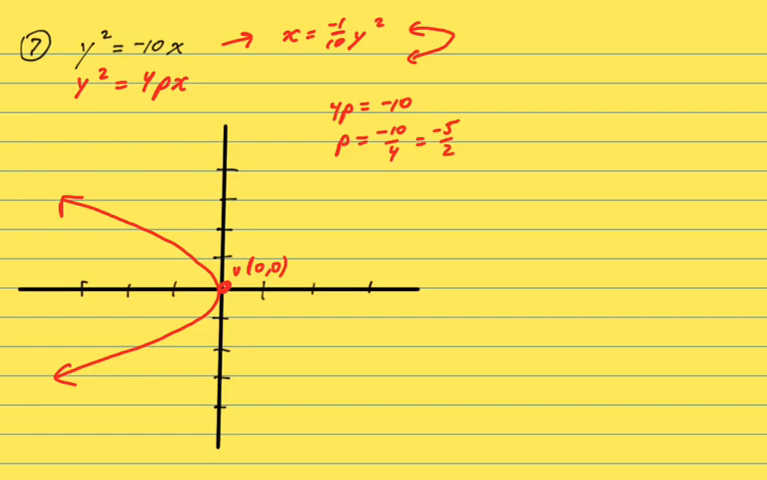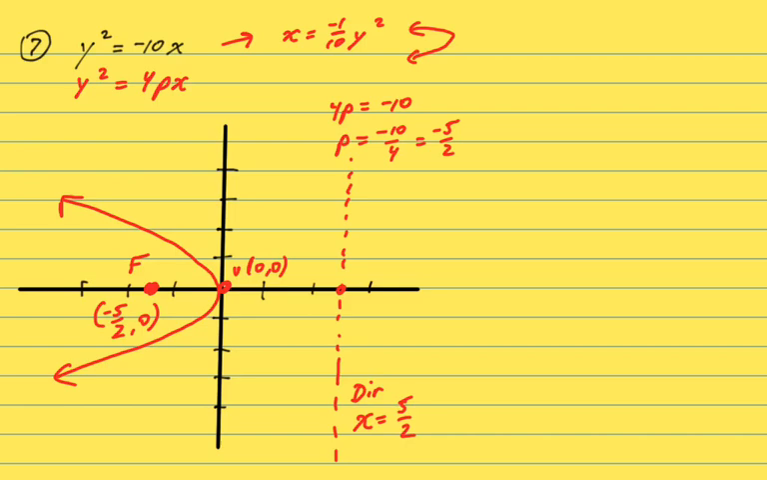So -5/2 is -2.5. So I have to go 5/2 to the inside. That makes my coordinates -5/2, 0 for the focus. And if I go 2.5 or 5/2 to the outside, I get my directrix. If it's a vertical line, it's x equals, in this case, x equals 5/2.